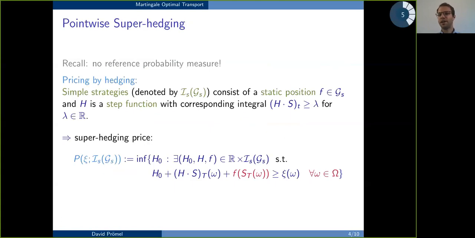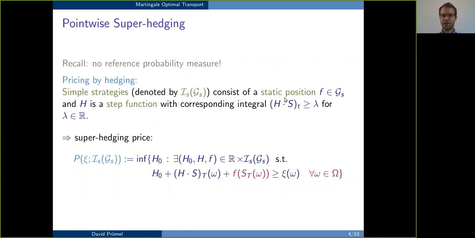And now to come to the price by superhedging in a robust way, we need to be also a bit careful because we have no reference probability measure. And the simplest way to start with are indeed the simple strategies. So as I said, we can buy European options. So we take a static position in the European option, and then we trade by using step functions. So we trade only finitely many times. And the corresponding capital process is then just a Riemann sum, which is assumed to stay above some constant.